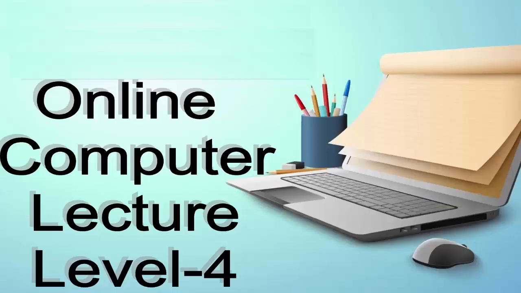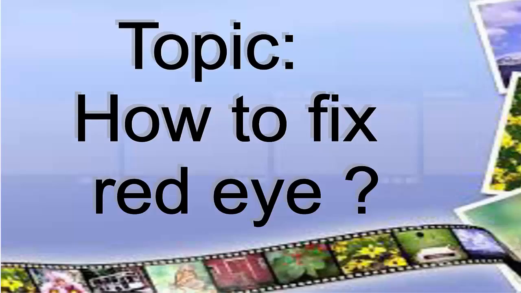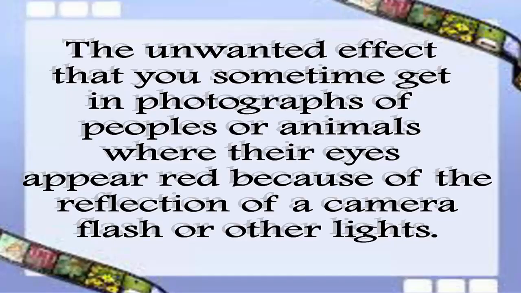As in our previous video, we have learned some basic features of Windows Live Photo Gallery. So today we are going to learn about how to fix the red eye. So what is red eye? The unwanted effect that you sometimes get in photographs of people or animals where their eyes appear red because of the reflection of a camera flash or other lights.